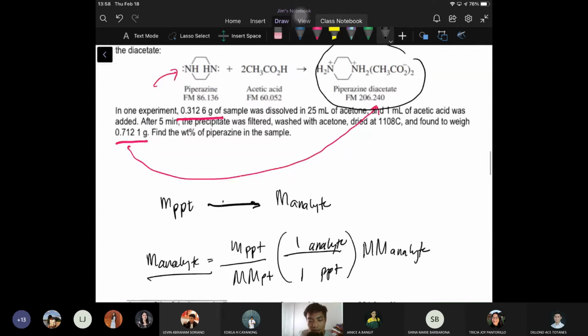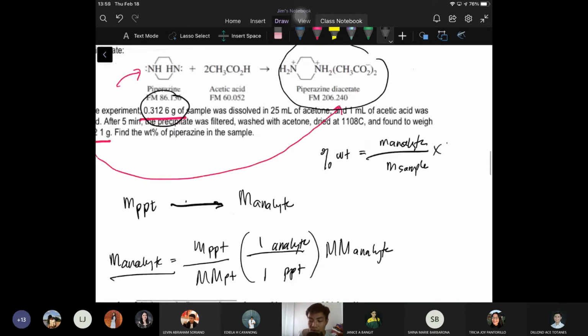Since ang hinahanap ay weight ng analyte, weight ng piperazine, to solve for that, weight of analyte is equal to mass of your analyte, divide mo yan sa mass ng sample. Ano yung mass ng sample mo? Ayun, yung sinabi sa una. Times 100%. Okay? So, ganun lang.